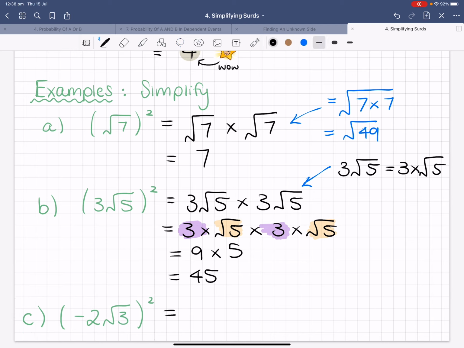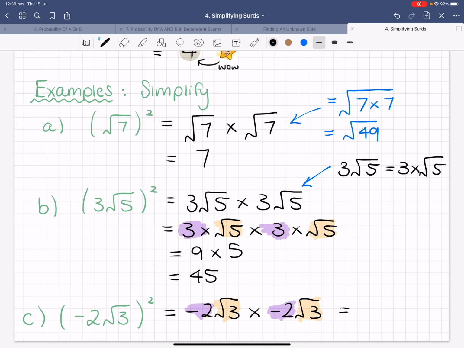Whereas for this one, again, it's the same thing. It's like saying negative 2 square root 3 times negative 2 square root 3. Again, you want to group the things that are the same. So the negative 2's are the same, and the square root of 3's are the same. And when I say the same, it's not necessarily because they're the same number. Well, it is, but also the same because they're the number at the front of the square root.